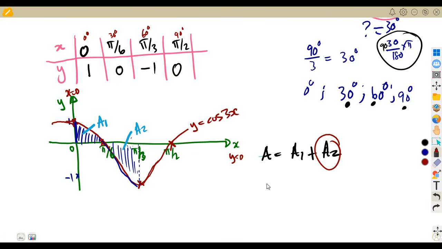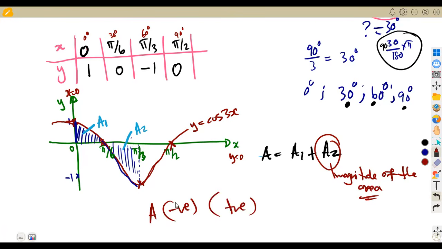Or you can simply write your formula as the area is equal to area 1 minus area 2. But when you use this, you are not going to consider the magnitude of area. You are going to take the area as it is. If you obtain a negative, you just write your negative 2 as it is. But for the one with a plus, you're going to use the magnitude of the area, which is the positive value of the area. If your area is negative, you take it as positive. That's what I'm trying to say.